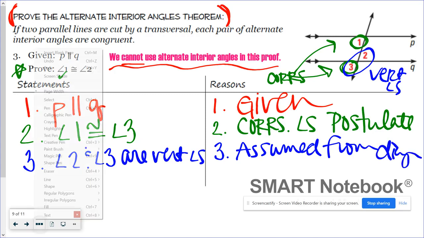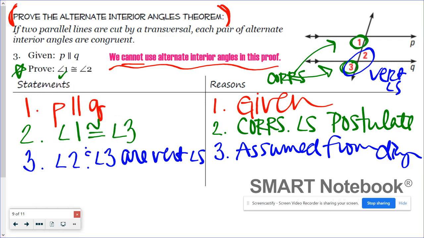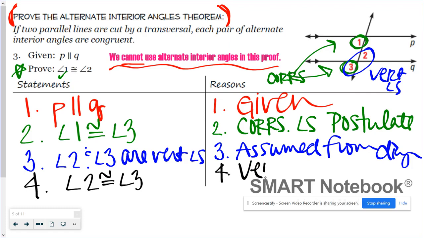Pardon my messy handwriting. And then what should we immediately follow that up with? Exactly, they're congruent to each other. So angle 2 is congruent to angle 3 because vertical angles are congruent, right? So now angle 2 is in our proof.